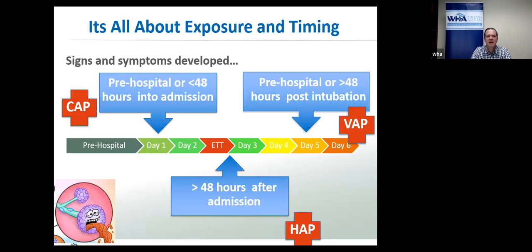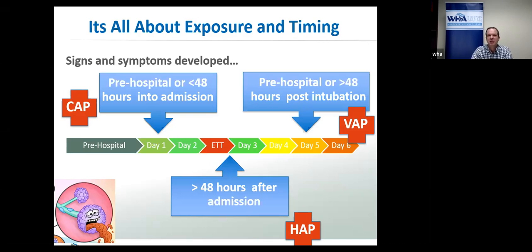So looking at this table that I made, if you look on the left there for community-acquired pneumonia, let's say a patient is admitted to the hospital, and on day one, they get fevers, shortness of breath, crackles on lung exam, and an infiltrate on chest x-ray. Even though they're in the hospital, because it's day one, that would still be community-acquired pneumonia, and we'd be treating with typical community-acquired pneumonia treatment. So that's a patient I might treat with doxycycline alone or with a cephalosporin alone.